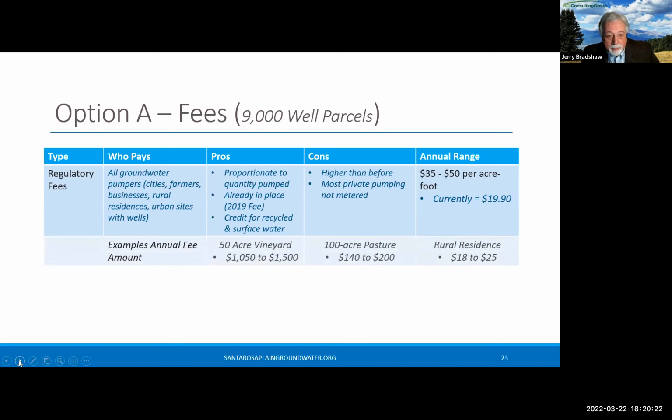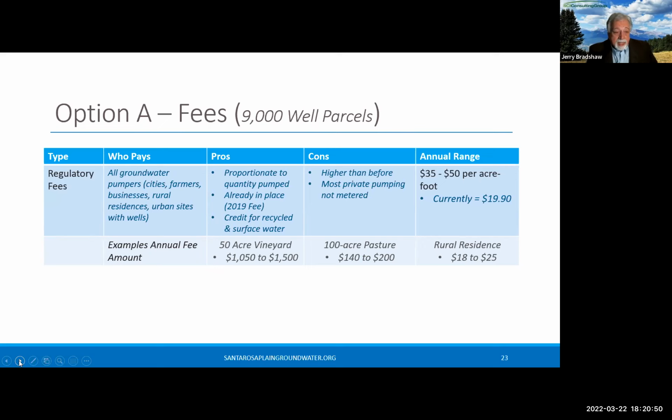These are the same examples. The 50-acre vineyard would be paying anywhere from $1,050 up to about $1,500 per year. The 100-acre pasture would be a lot lower because it doesn't use much water. It's in the $140 to $200 range. And the rural residents, as we stated before, would be in the $18 to $25 range, depending on which of those budget numbers we have to fund.